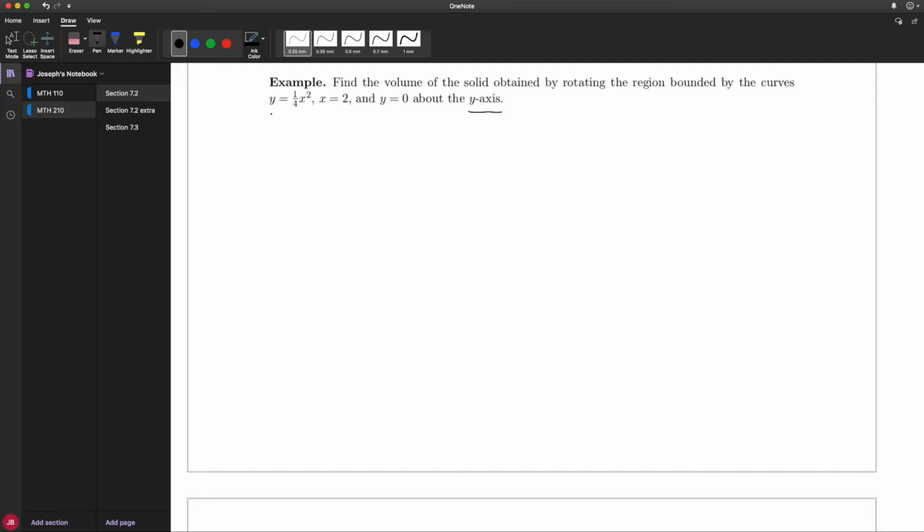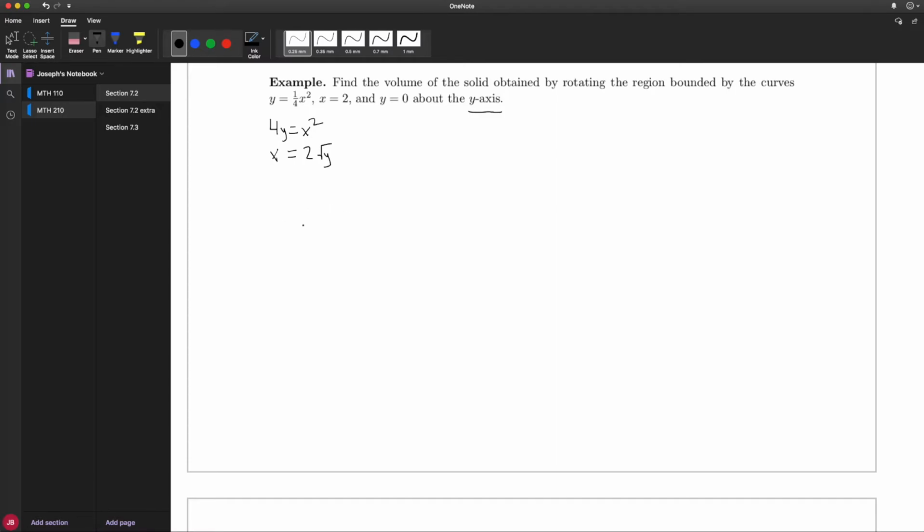So this right here, we need to solve x equals a function of y. So if I multiply both sides by 4, I get 4y equals x squared, which now if I take the square root, I get 2 root y, I believe.